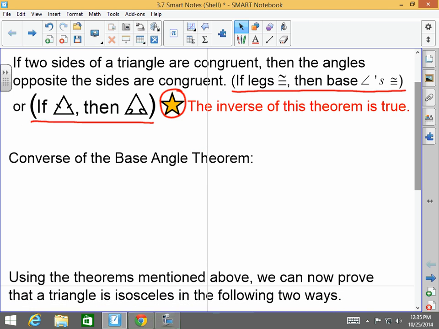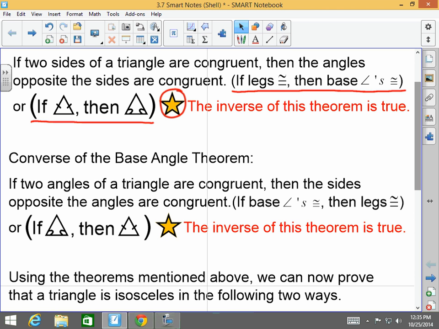The converse of the base angle theorem. Remember, the converse just switches the if and the then part. So therefore, if two angles of a triangle are congruent, then the sides opposite the angles are congruent. Again, the shorthand would be if base angles congruent, then legs congruent, or if the base angles of a triangle are congruent, then the sides are congruent.